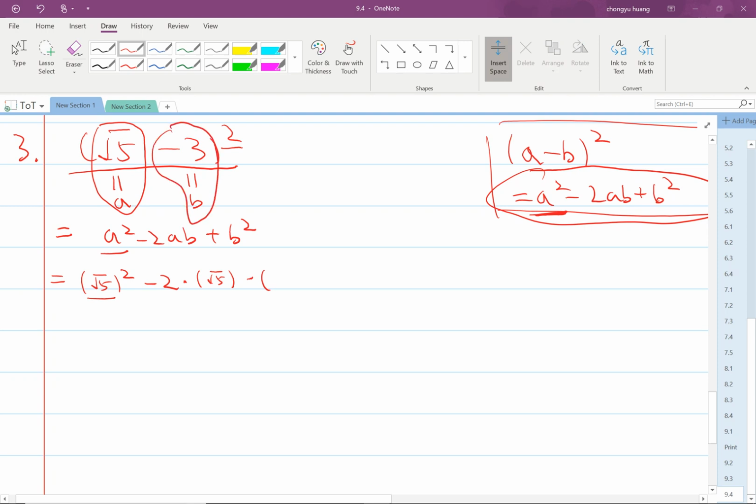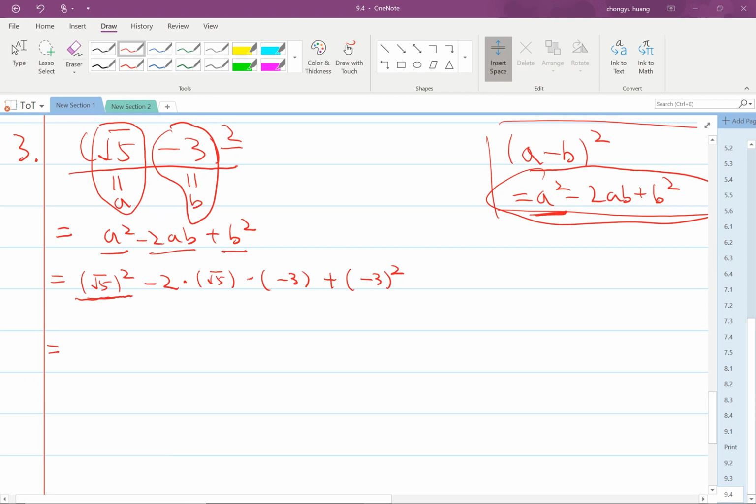So b over here is negative 3, so you multiply negative 3, and then you plus b squared. B over here is negative 3, so it's negative 3 squared. It's quite clear, right? So b over here is negative 3, so what we apply by the property, b squared, is negative 3 squared. Okay, so let's simplify a little bit more.